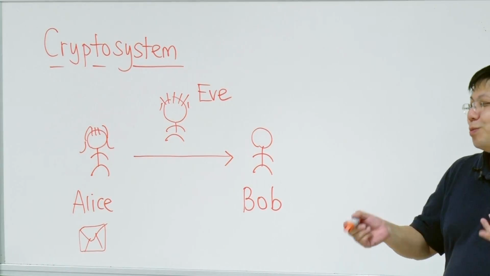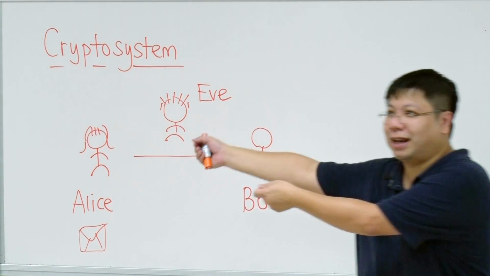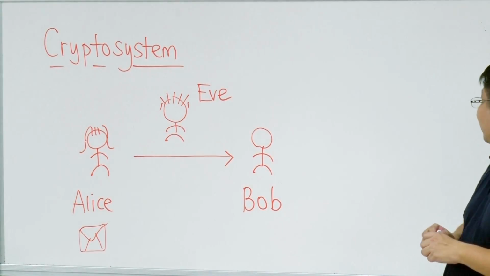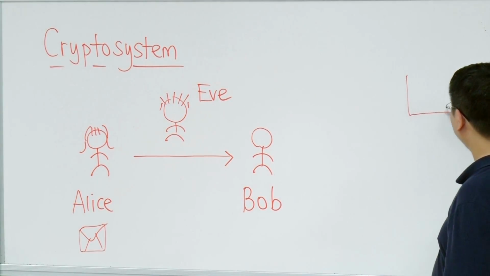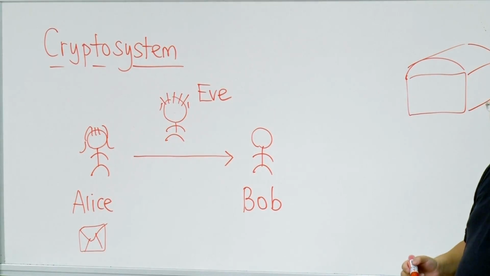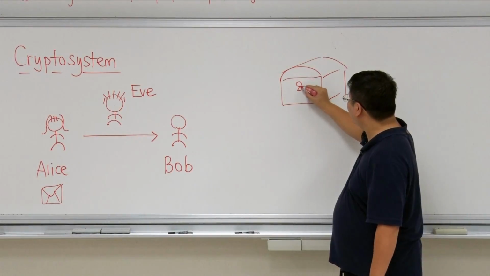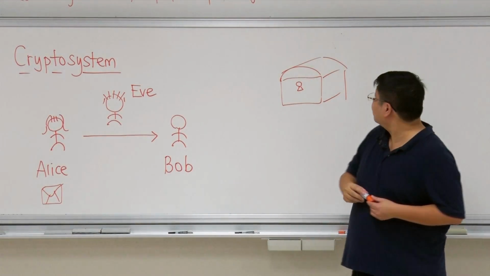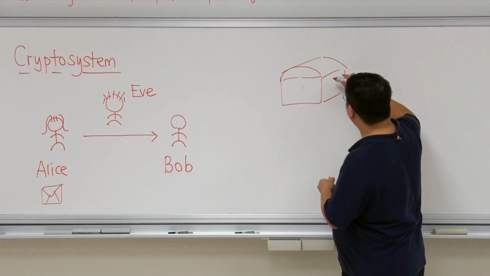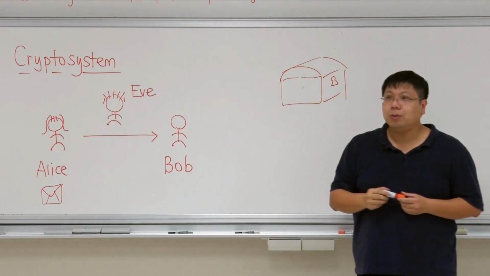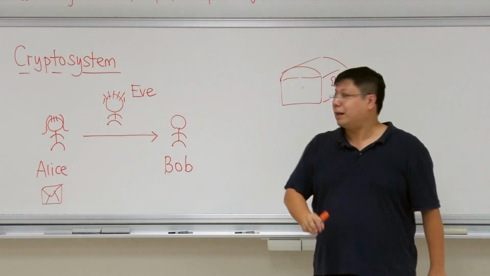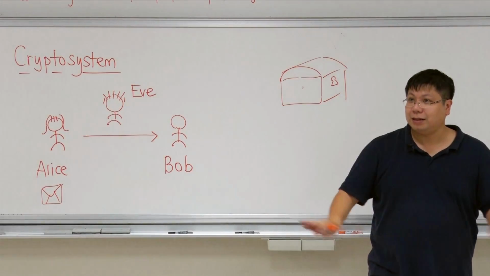In real life, you send the letter, but somehow, for some reason, you cannot send the letter directly hand in hand. Then one way is like this: you buy a very solid treasure box like this. And then there is a key that can open this box. Only Alice and Bob have the key. And then if this box is very solid, Eve cannot open it.